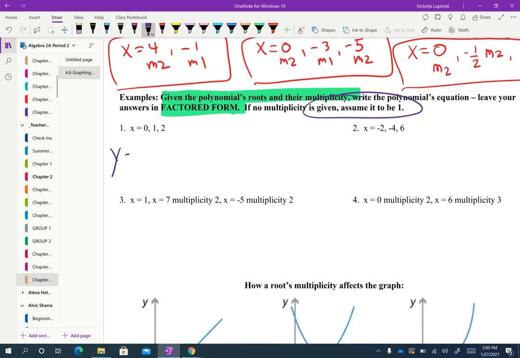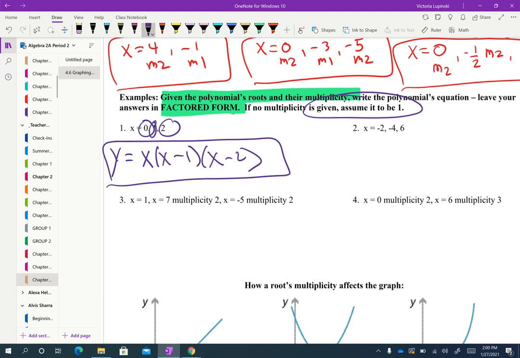So you have to call your equation something, y equals f of x equals, whatever you prefer. And then each of these zeros becomes a matching factor. This 0 means you have to have an x. This 1 means you have to have an x minus 1. And this 2 means you have to have an x minus 2. Assume that all the multiplicities are equal to 1, which means that's all you're looking for. This is factored form, which again means don't multiply it out. Here in number 2, let's call this one f of x, just to switch it up. Remember, it doesn't matter. The negative 2 would become x plus 2, followed by x plus 4, followed by x minus 6.